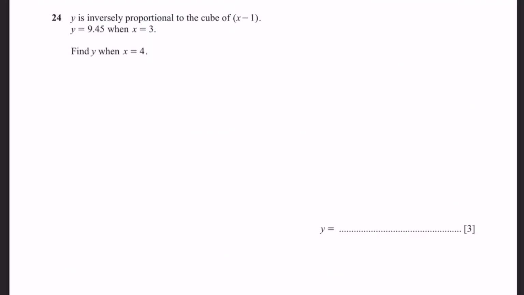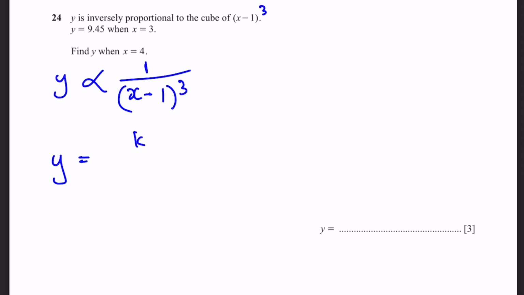Question 24. y is inversely proportional to the cube of x minus 1. That means y is inversely proportional to (x minus 1) the whole cubed. y equals 9.45 when x is equal to 3. Find y when x is equal to 4. So y is proportional to 1 by (x minus 1) the whole cubed. This is the proportionality symbol. And because it's inverse proportion, we put a 1 by. That means y is equal to k by (x minus 1) the whole cubed.